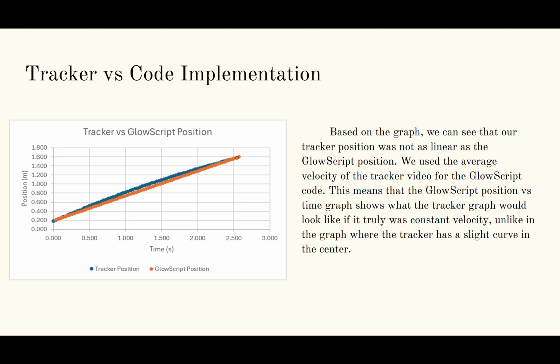Based on the graph, we can see that our tracker position was not as linear as the GlowScript position. We used the average velocity of the tracker video for the GlowScript code. This means that the GlowScript position versus time graph shows what the tracker graph would look like if it was truly constant velocity, unlike in the graph where the tracker has a slight curve in the center.